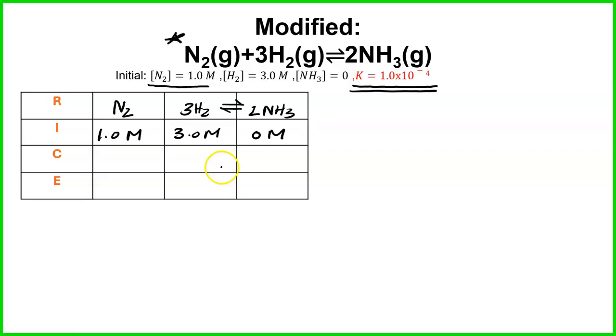When I think about the change, I'm really only going to be using a variable, plus or minus, and my coefficient. So what's the change for nitrogen?